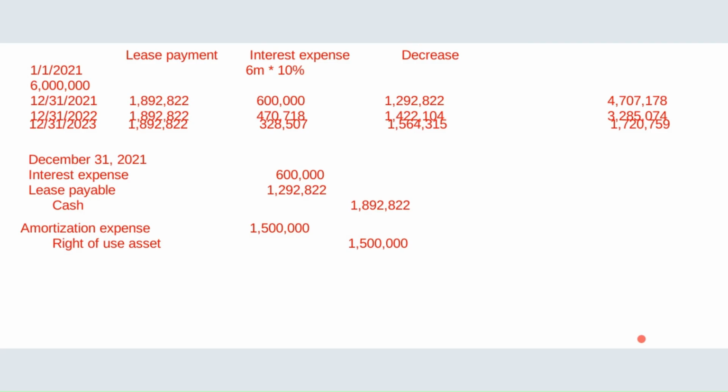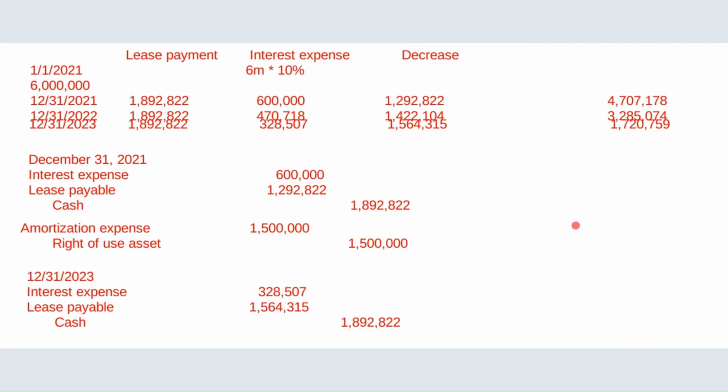Again, we're going to debit interest expense, right? For how much this time, since we're talking 2023? What's the amount of interest expense? $328,507, correct. And then again, a debit to a liability for the amount that was allocated to principal, the 1,564,315. And then again, a credit to cash for the same amount, 1,892,822.